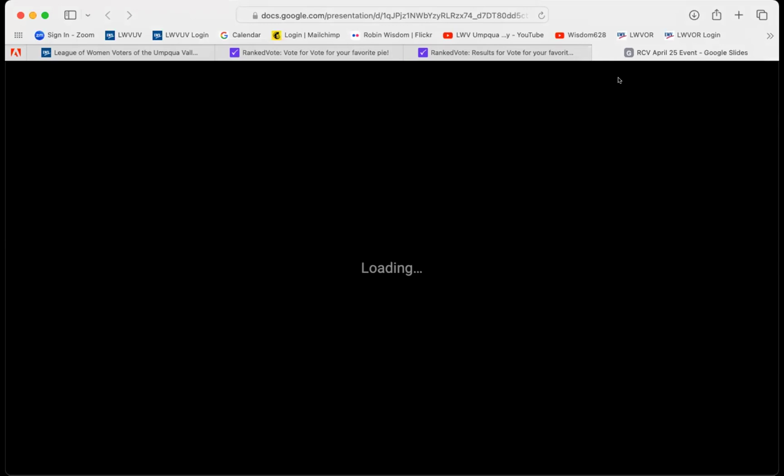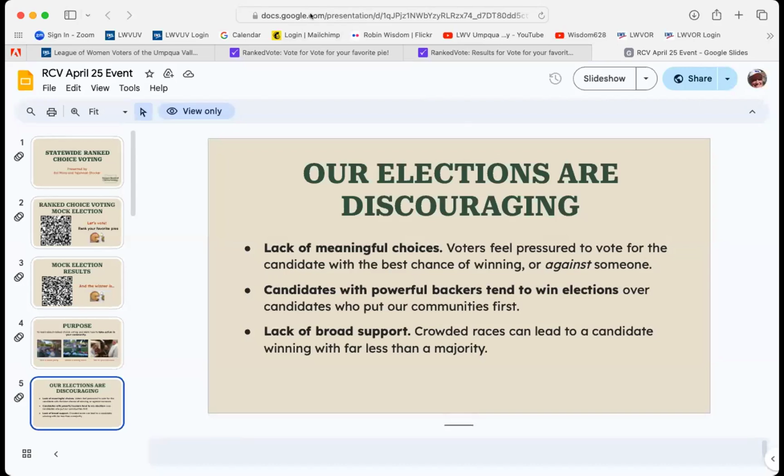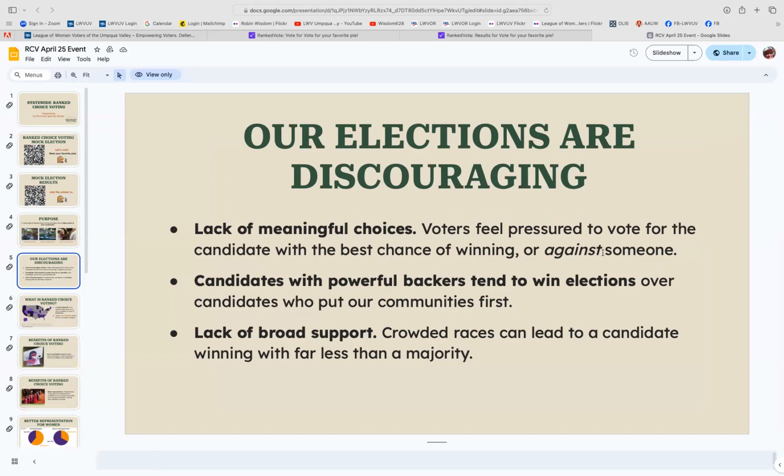So why do we need a new system? Our current elections feel very discouraging. Both myself and Tajane talked about our own experiences, and I'm sure that folks here can agree, and you may have your own reasons for why you're frustrated with our current election system. So I would love to hear from 1 or 2 folks in the crowd. What is one of the reasons or one of the problems that you see with the current system? Does anyone want to share?